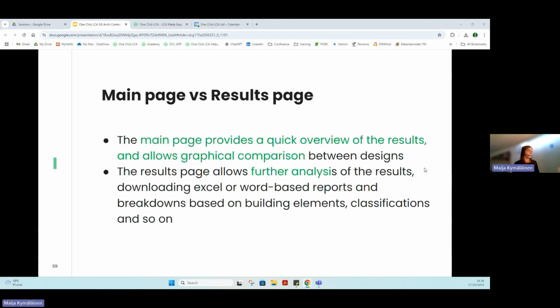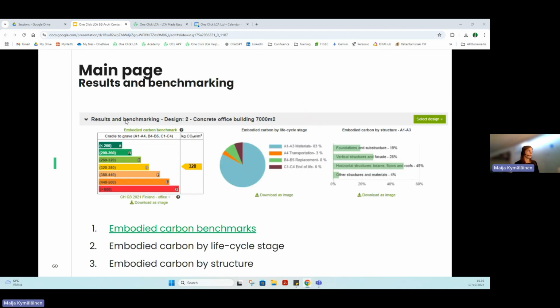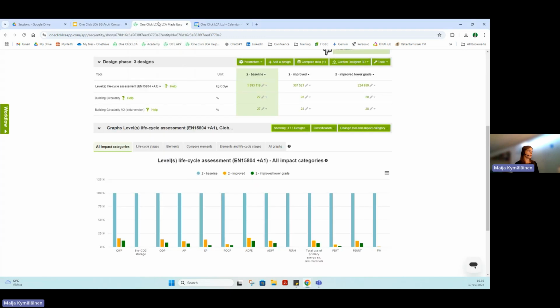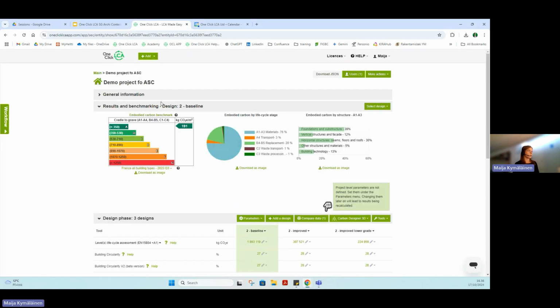And then we went through the main page and results page. Oh yes, so this is something that we could show. So here on top, we have this results and benchmarking. So basically, whenever a user calculates or makes an assessment with OneClick LCA, there's a different tool in the background that calculates for internal use in OneClick LCA. So it gathers data from all projects, and from that we can make these embodied carbon benchmarks, and it shows how your building compares to all these other ones.